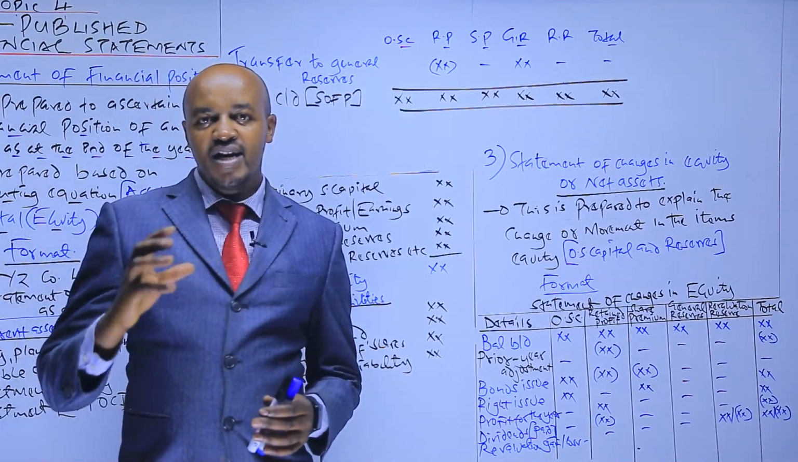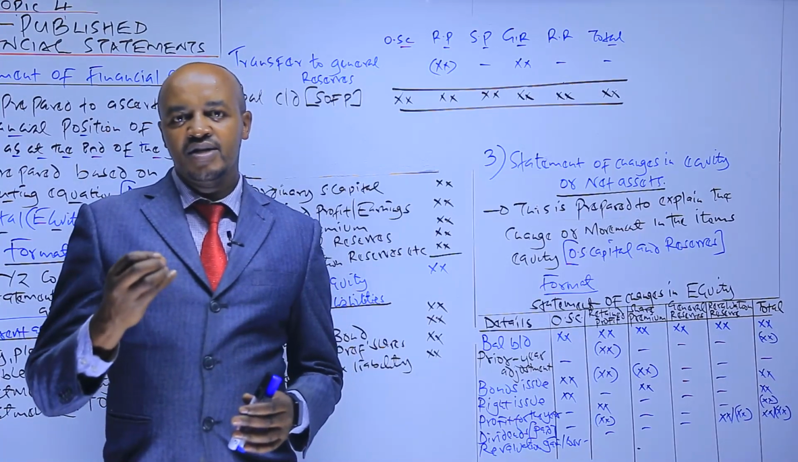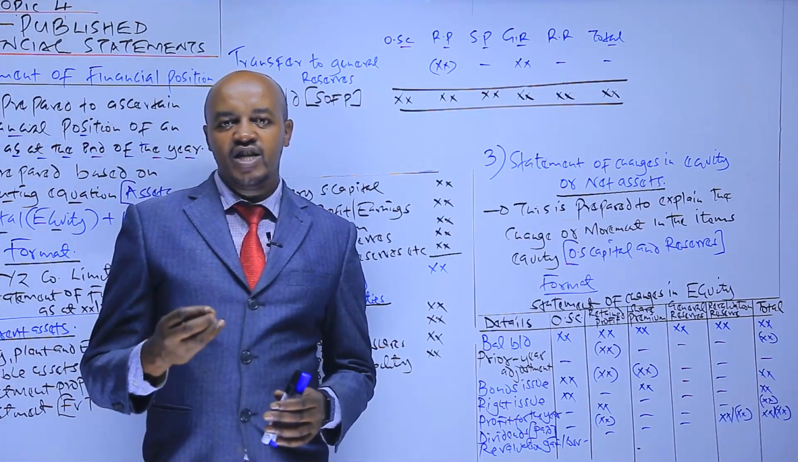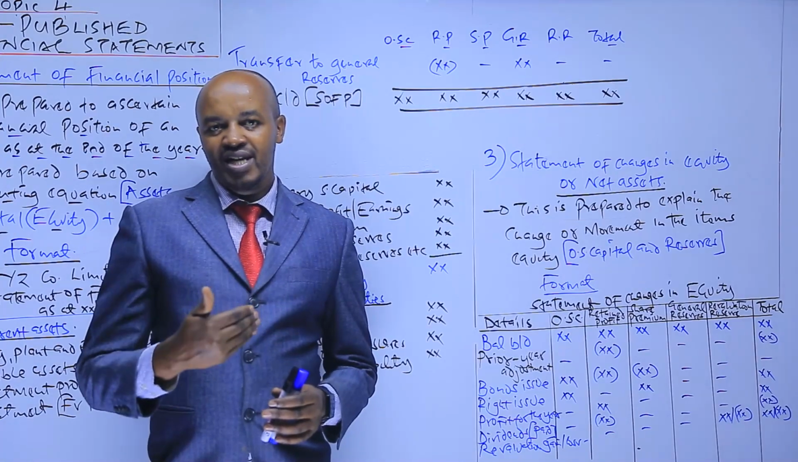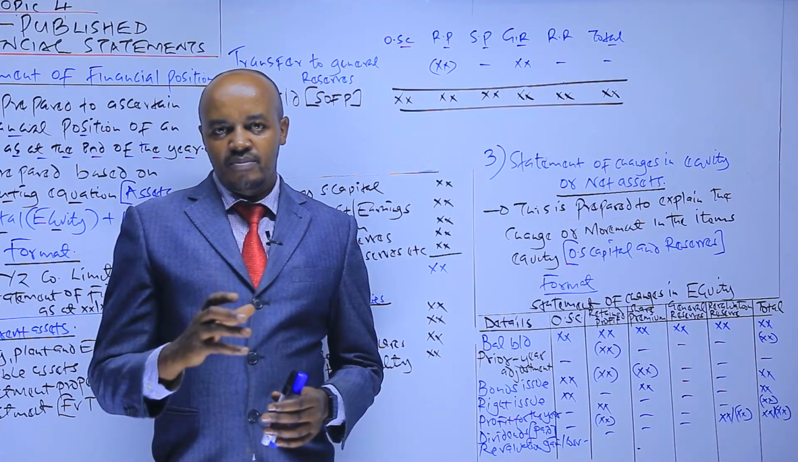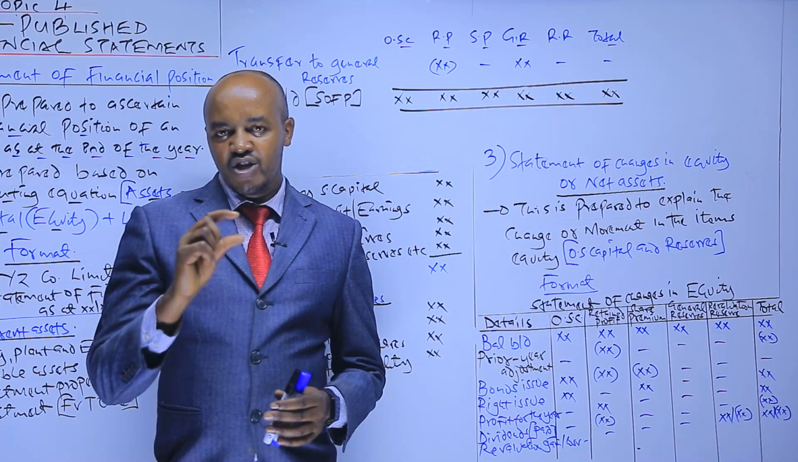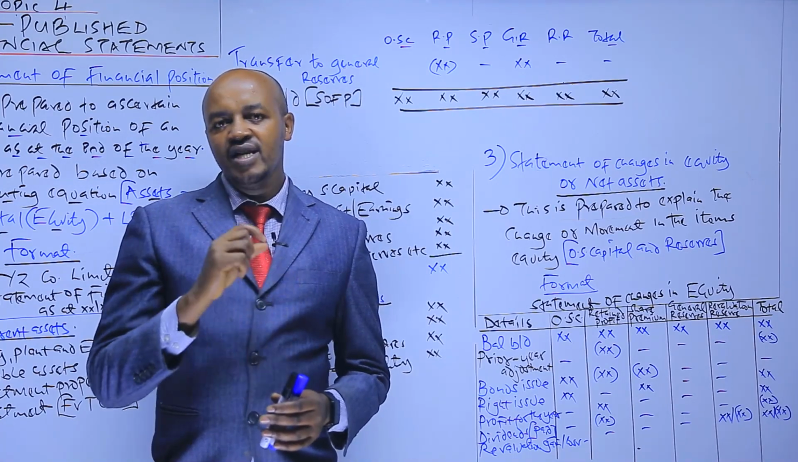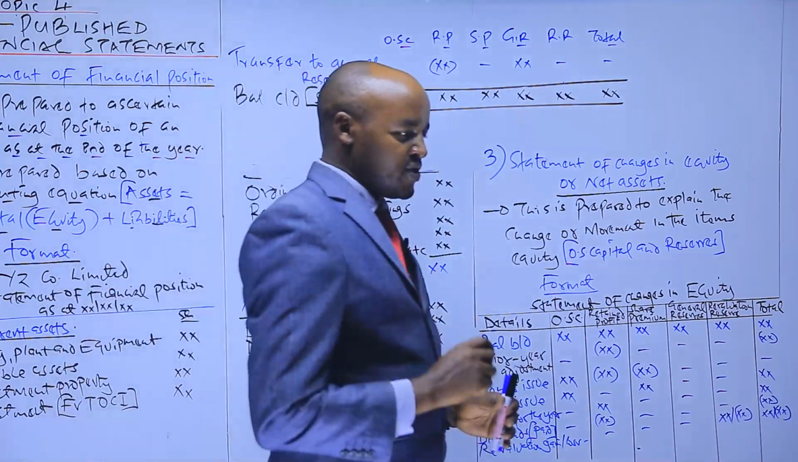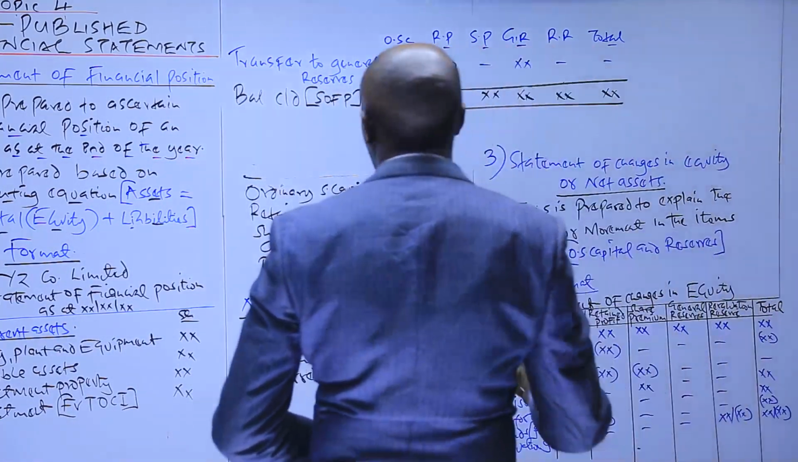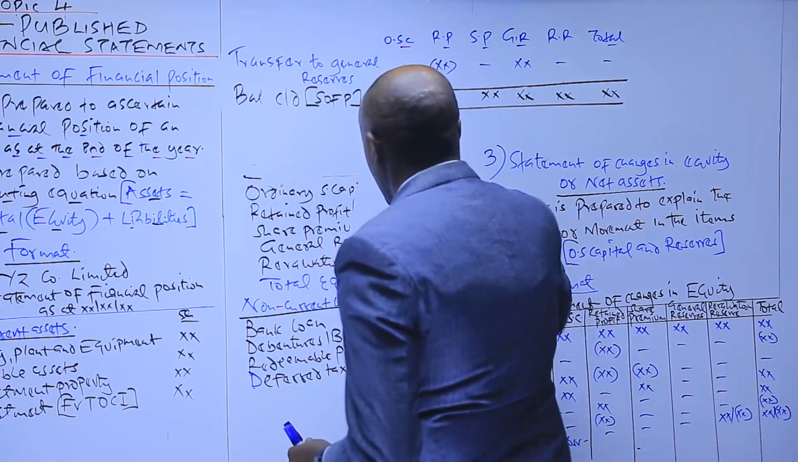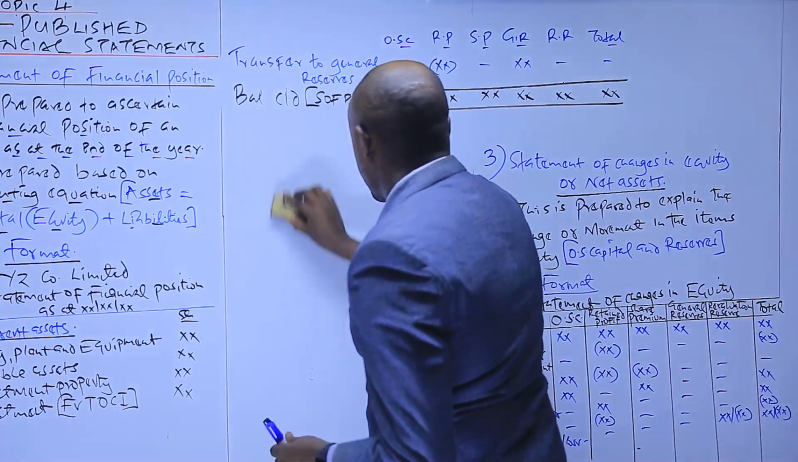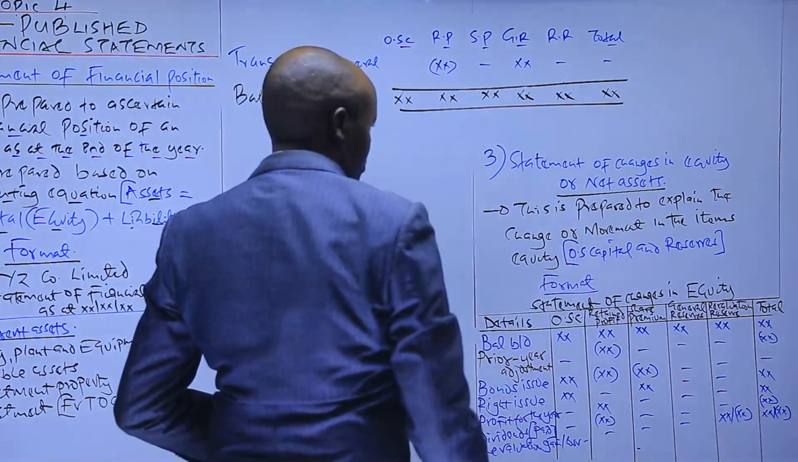So before we look at an illustration, I want us to mention something to do with the last component. Remember, we said the statement of cash flows; we are going to cover that as a separate topic. So before we look at an illustration, I want us to mention something to do with the notes. What are the notes and what should be included in the notes to the financial statement? Let's look at that as the last component.